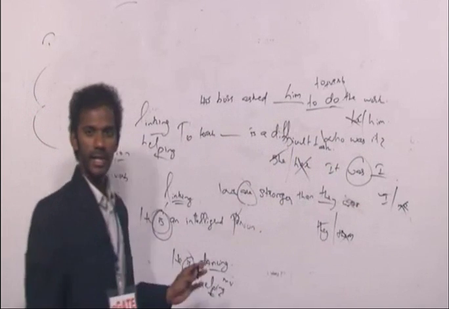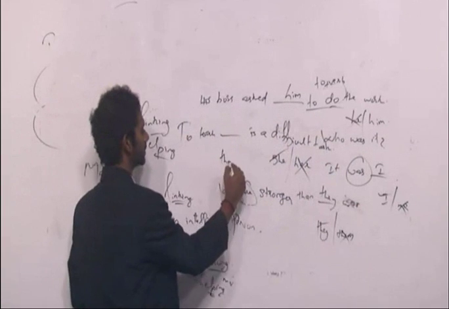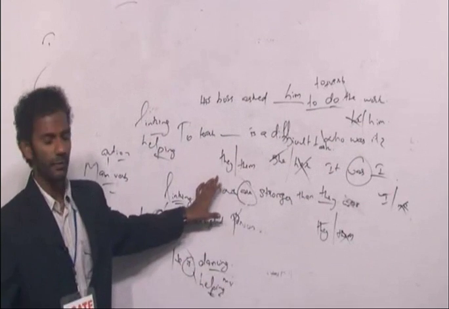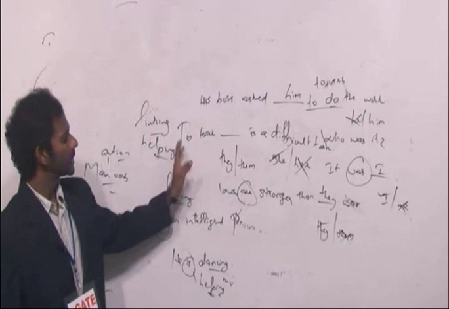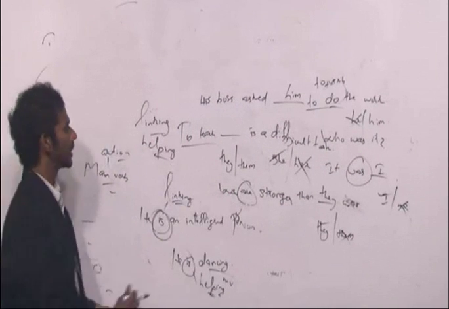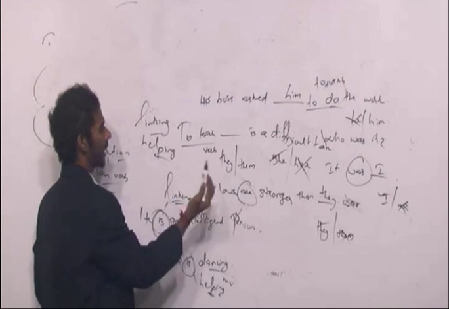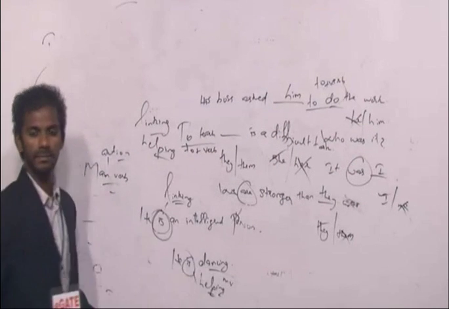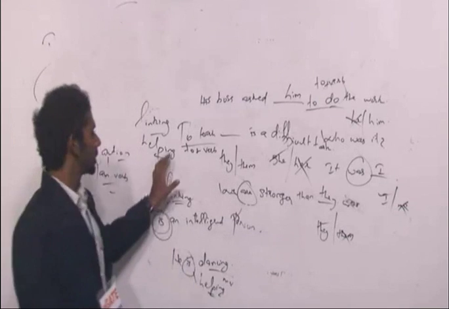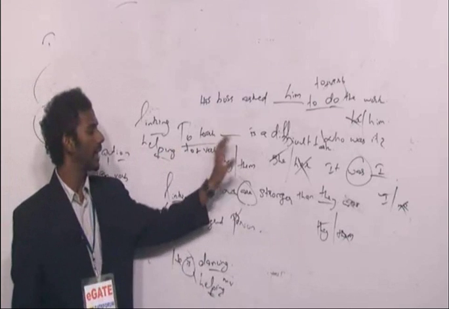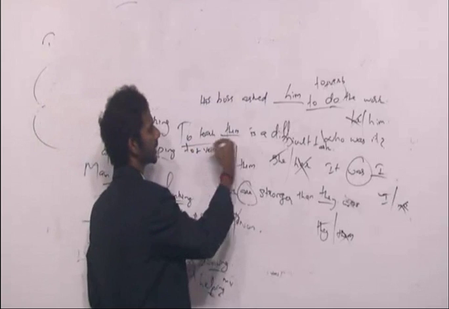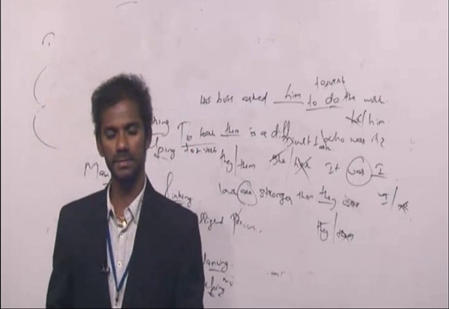To teach dash is a difficult task. Options are they, them. They is subjective, whereas them is objective. To teach is an infinitive because teach is a verb and to teach is to plus verb. As I said, if a pronoun is coming before or after an infinitive, it must be in the objective form. So the pronoun coming after the infinitive must be in the objective form. So it should be that to teach them is a difficult task. Clear?